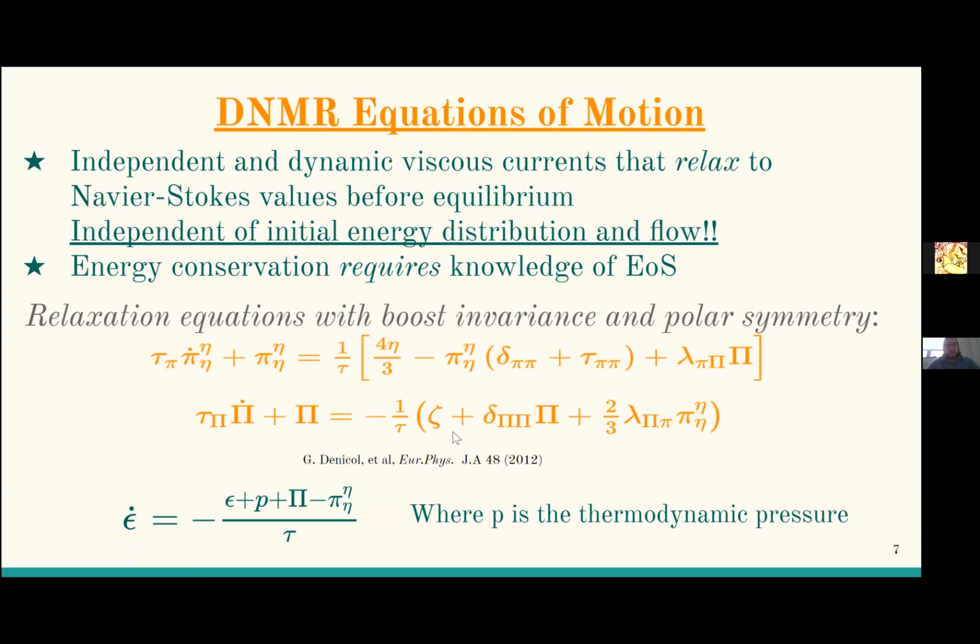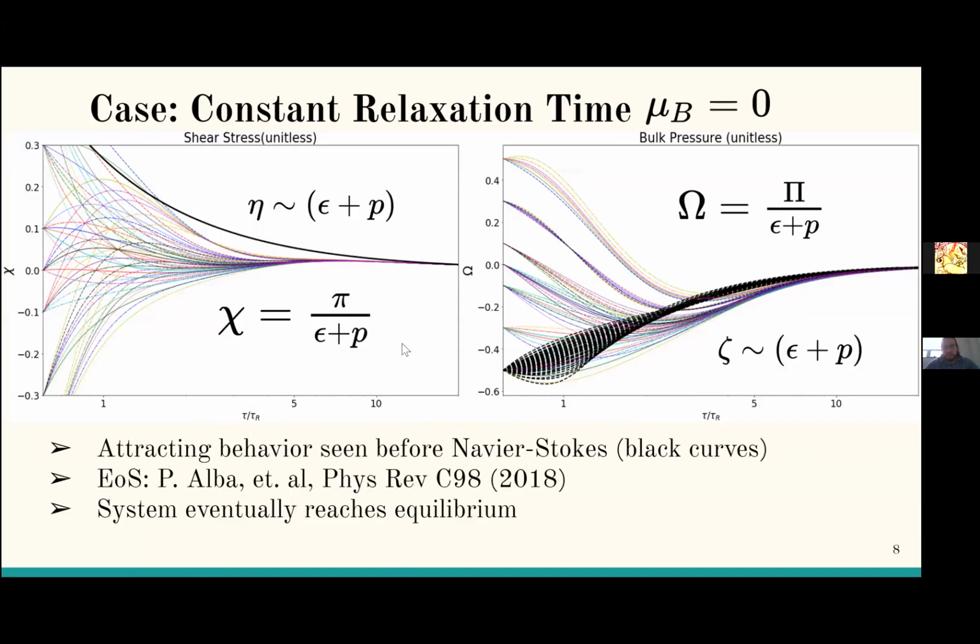Okay, and you saw a sneak peek at these on the previous slide, but if you take a simple case with a constant relaxation time at zero chemical potential, you do see that you clearly get attracting behavior. So this is not really a surprise. All we did here was turn on a bulk viscosity and also turn on finite chemical potential.